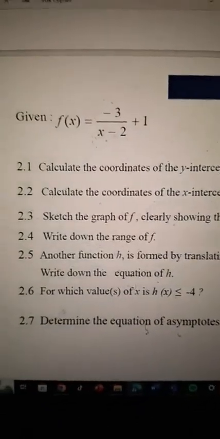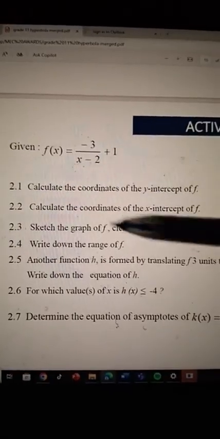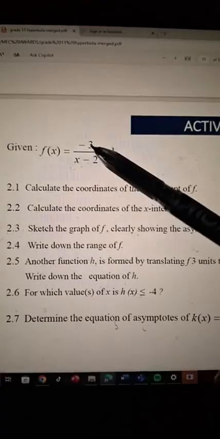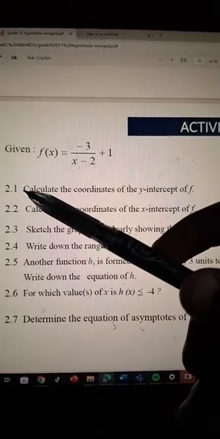So I'm going to take some time and actually do an exam type question for hyperbola functions. I've been doing hyperbola functions, so today I'm specifically going to be looking at this question. I hope you guys can see it. It's a grade 11 question, so it's saying f of x is equal to negative 3 over x minus 2 plus 1. We're going to look at 2.1.